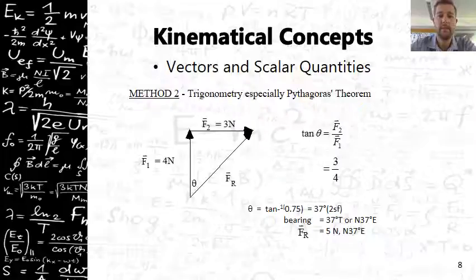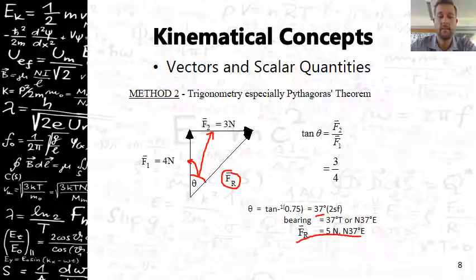Rather than using a protractor, we can use trigonometry. We can use our tan rule, where tan is the opposite over adjacent. The opposite to this theta is F2, and adjacent is F1. So tan theta equals 3 over 4, and if we find the inverse, we find that we get 37 degrees. Now, we have to put the answer together because we were looking for the result. So the final result is given as 5 newtons north, 37 degrees east.